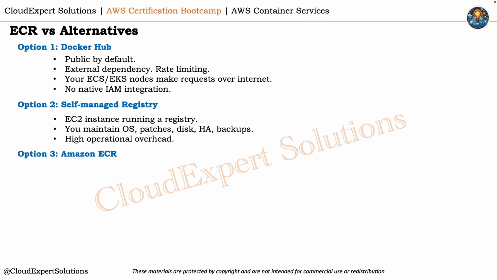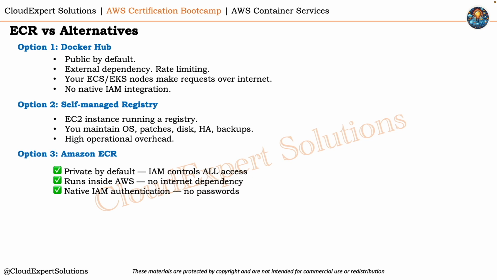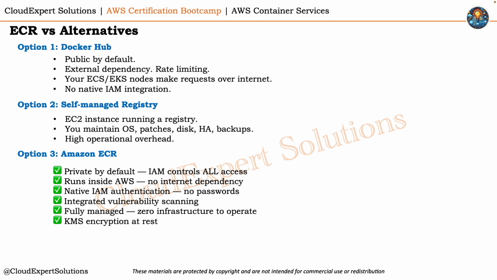On the other hand, ECR runs inside AWS, so it is private by default with native IAM access control. Images are pulled over the private AWS network. Authentication is via IAM, which eliminates password or credentials management. You get security scanning for vulnerabilities. It's fully managed, which means no infrastructure to manage. Images are encrypted at rest using AWS KMS, and built-in lifecycle policies control storage charges. No matter where you are running your containers within AWS, ECR is your go-to service for image registry.